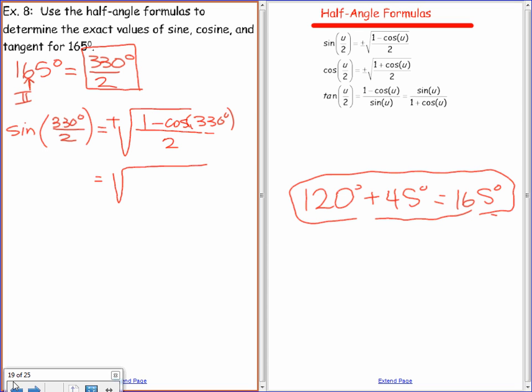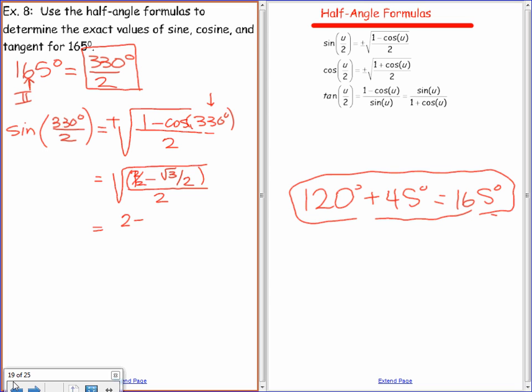330 degrees is a 30-degree reference angle in the fourth quadrant. Cosine's positive in the fourth quadrant, and the value for cosine of a 30-degree angle is root 3 over 2. So now our job is to just simplify, and this is where it gets a little bit more hairy. In the numerator here, I'm going to make this 2 over 2.